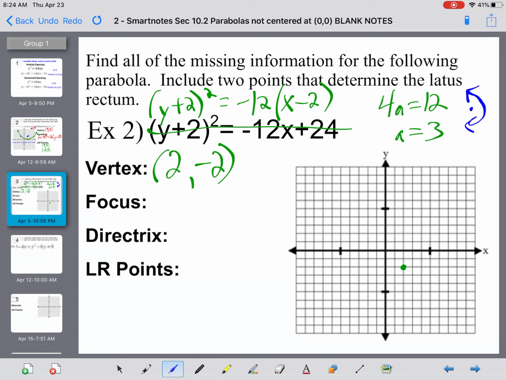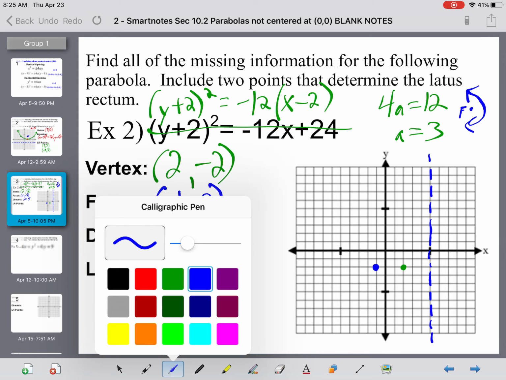Right? That's important because I know the focus has to go inside, and I know the directrix has to go over on the other side. Okay? So it's always important to maybe at least visualize what the graph's going to look like. So starting at my vertex, 3 units to the left is going to take me to my focus. So that's at negative 1 comma negative 2. And then 3 units to the right is going to take me to my directrix. So this is at x. Remember, vertical lines are x equals, horizontal lines are y equals. So x equals 5.